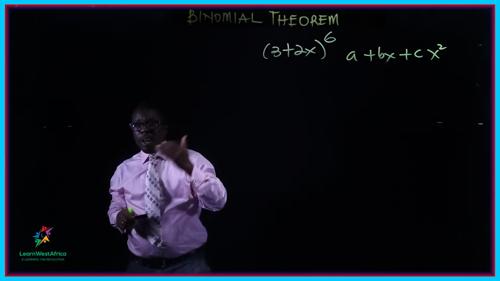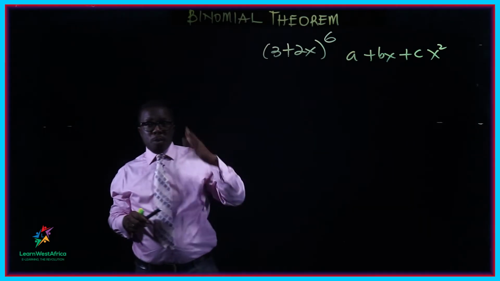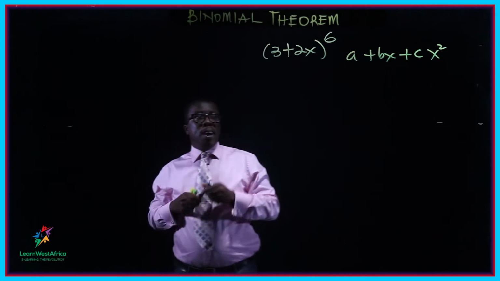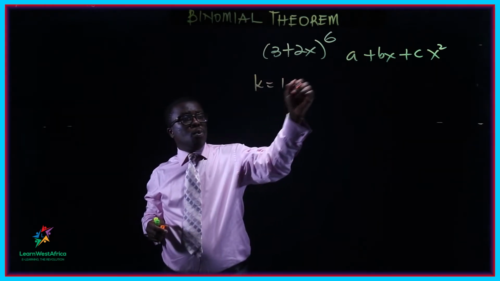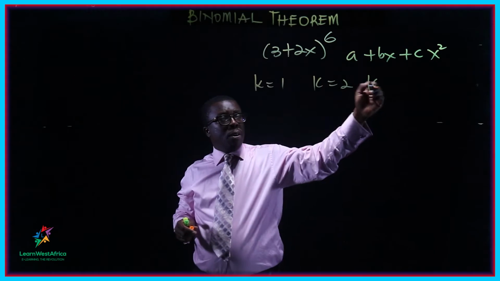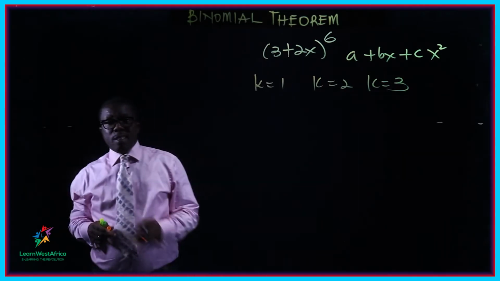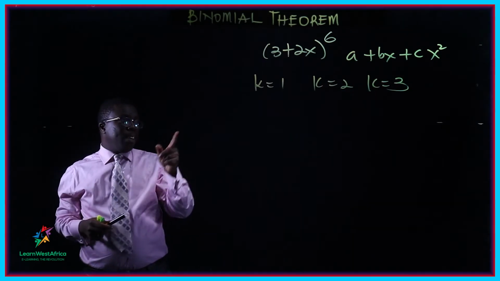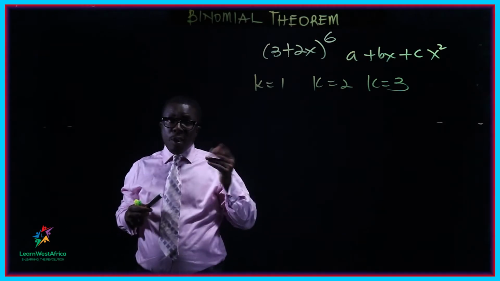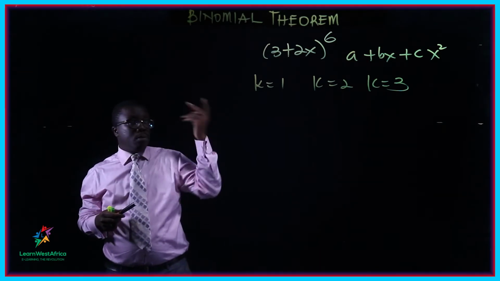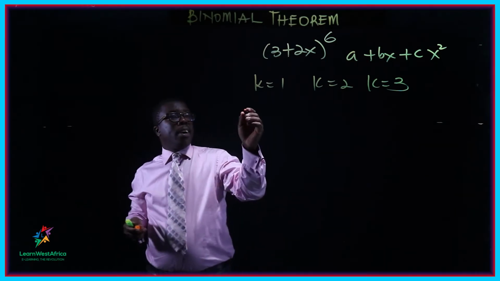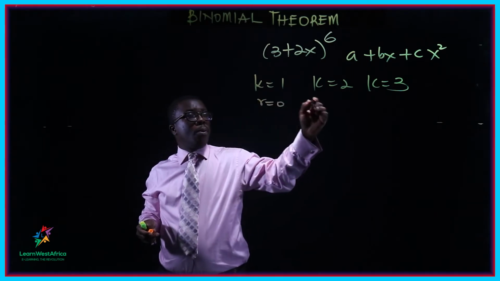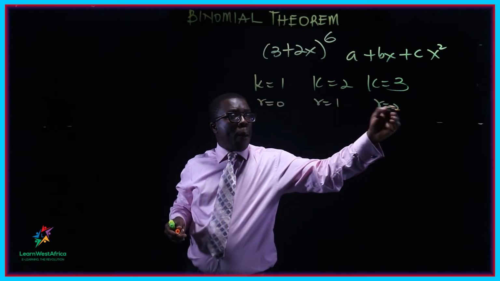So let's see how we do that using the same binomial principle, our k term and all that. So first 3 terms, we're going to have our k equal to 1, k equal to 2, and our k equal to 3. That's very simple for us to see. That means that our r will be 0, r will be 1, r will be 2. Okay, so let's go with that. R equal to 0, r equal to 1, r equal to 2.